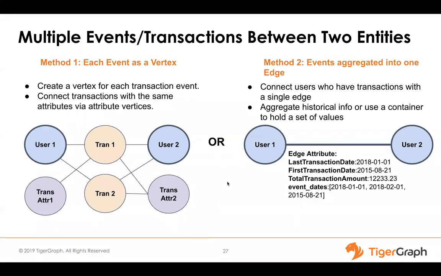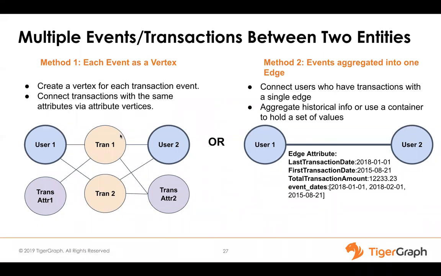And here is also a very frequently asked question from the customers. That is, if my graph is event or transaction based, for example, 2 users can have many transactions, how should we define the graph? So here we have 2 choices.